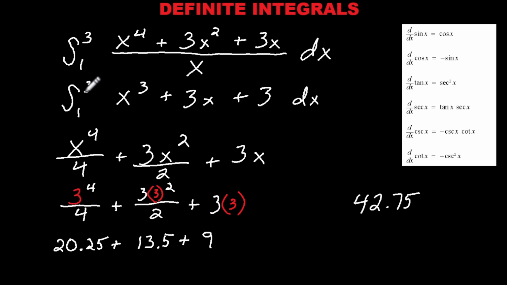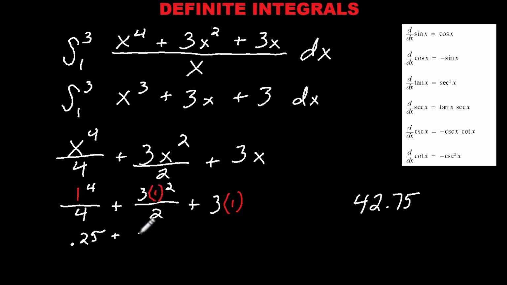Now we'll go back and we'll evaluate this at 1 and subtract it from here. 1 to the fourth power is 1, so this is 1/4, so this is 0.25. Plus 1 squared is 1, 3 times 1 is 3, 3 over 2 is 1.5. And finally, 3 times 1 is 3. Adding all this together gives me 4.75. And when I subtract this, I get 38 as an answer.